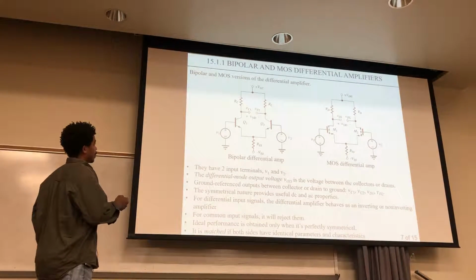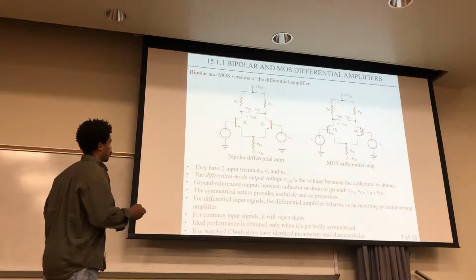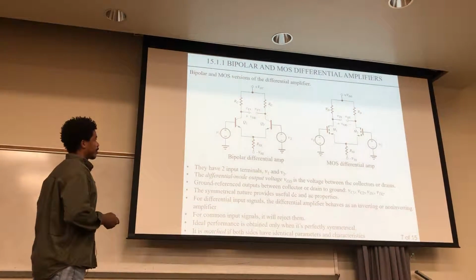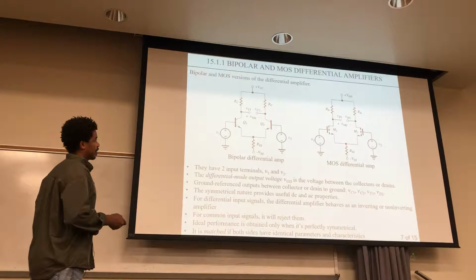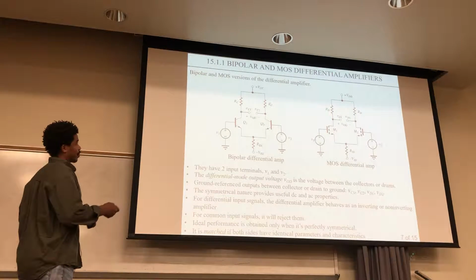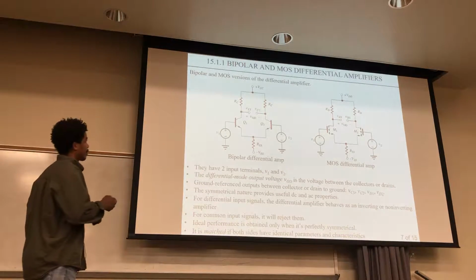Okay, so you have this VC1, VC2, the difference between that voltage, or the drains, VD1 and VD2, the difference between those. So the ground reference outputs between the collector or drain to ground are these VC1, VC2, VD1, VD2. So this is in reference to ground right here. That's in reference to the ground. Same over here too.